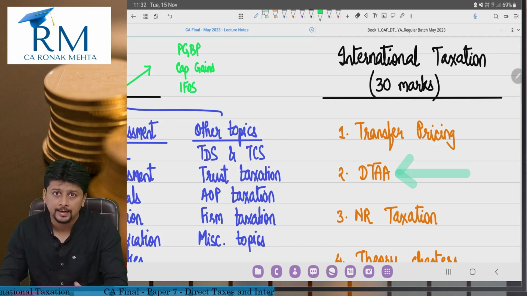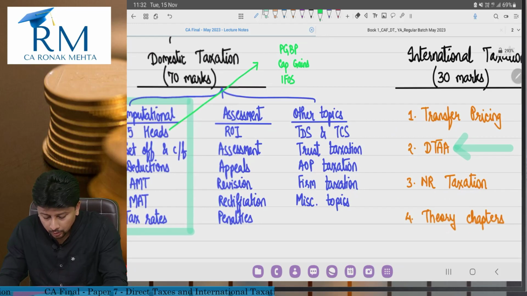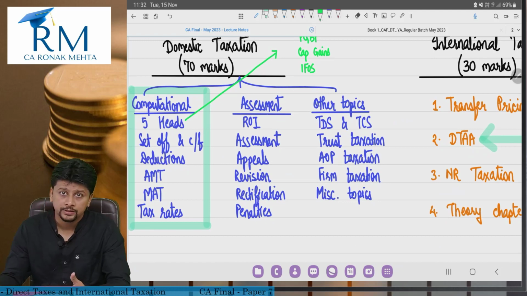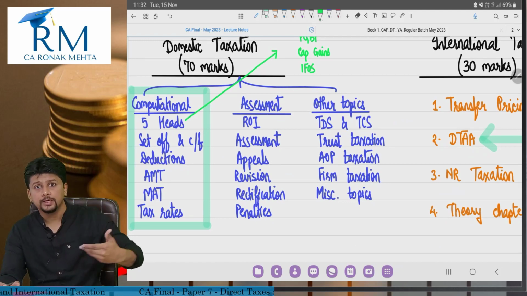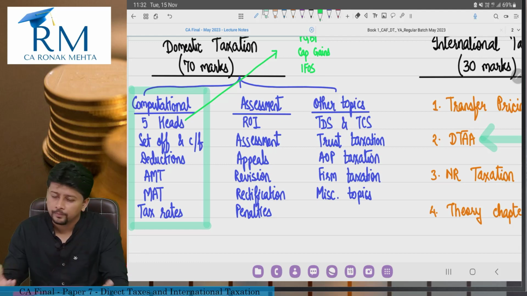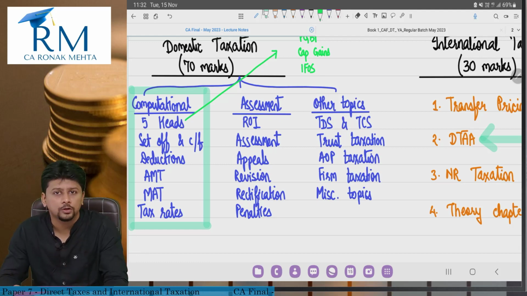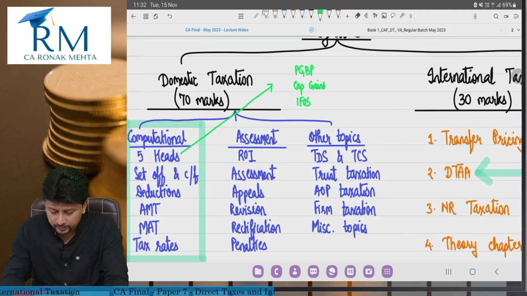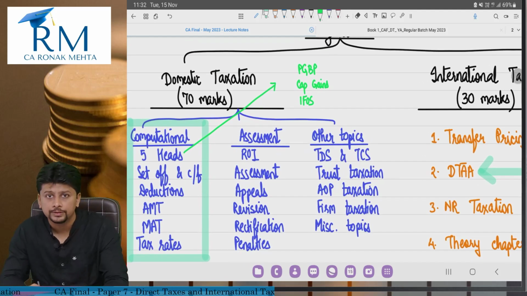So salary and house property, yes, officially speaking, they are part of your syllabus. If you look at the institute's website and the study material uploaded, they do upload salary and house property chapters also, but from an examination perspective, it does not get asked. What is asked in your papers are these three heads of income: PGBP, capital gains, IFOS.